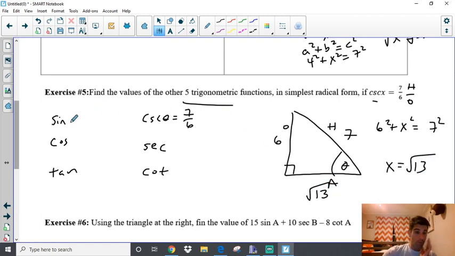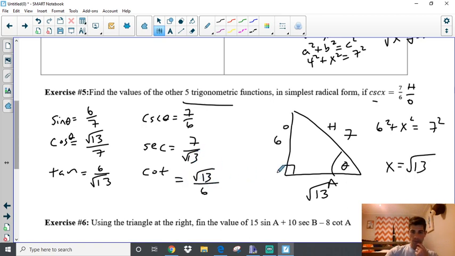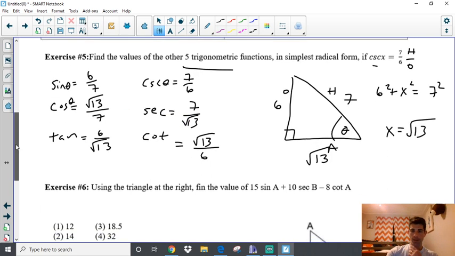Okay, and then you go and plug it in. So sine theta, O over H, is going to be 6 over 7. Cosine theta is A over H, which is square root of 13 over 7. Tangent is O over A, which is going to be 6 over square root 13. And then you can just go and flip here. You don't have to go back and check. There you go. And again, there's rationalizing denominators, and we're going to get to that a little bit later, where we're going to have to get this guy out of the bottom. Okay, that'll be in the next lesson.